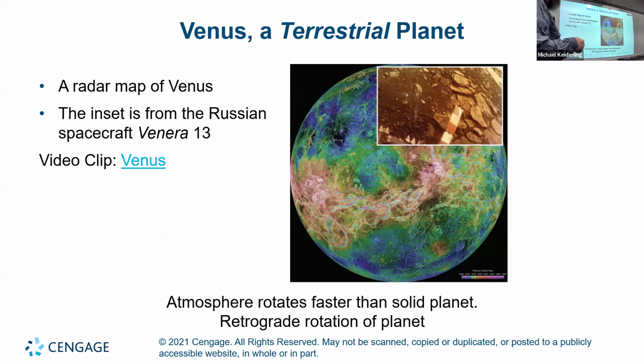This is a radar map of the surface. And this is a picture from the surface from one of the Venera landers. So this is from the Russian spacecraft Venera 13 that actually made it to the surface. So you can see it's basically volcanic rock. And the atmosphere rotates faster than the solid planet, but Venus has the slowest rotation of any planet. Its rotation is backwards and about the same length as its year.